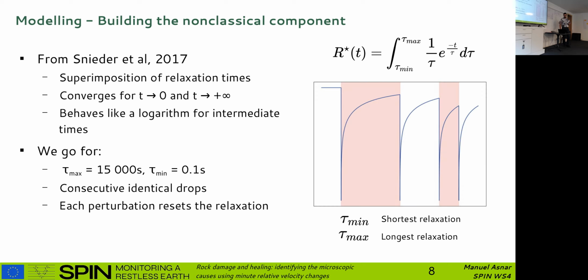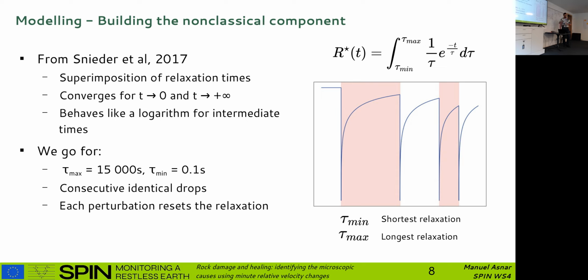So in our case, what we do is we simply assume that each of those recoveries is identical and that the effects do not add up. That is quite a strong assumption, but I'll get back to that in a minute. As for tau max, we go for a tau max of 15,000 seconds. And something that's important to note is that this component is now defined. We use the same tau max for all of the relaxation times in the entirety of our data set.